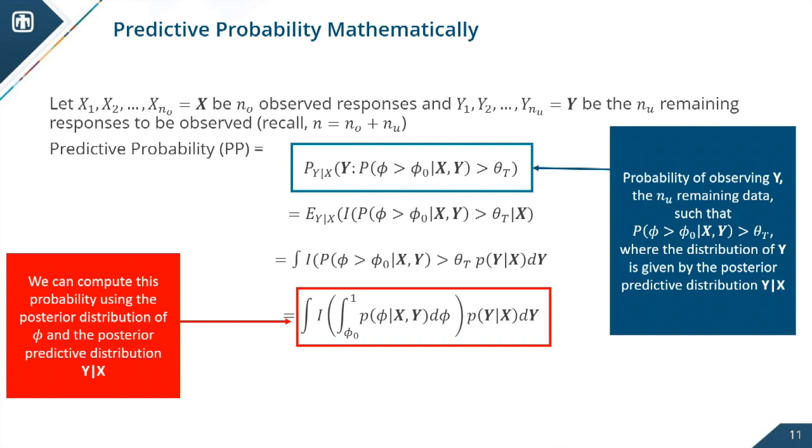So the probability of phi being greater than phi naught given x and y, that's just a posterior probability at that point, because your quantity of interest is phi, it's just a parameter. So it's saying what's the probability of observing data in the future such that I would make a positive decision about my quantity of interest. You could run through the math here and see that, at the bottom line, it's effectively just a function of a posterior distribution and a posterior predictive distribution, which you would normally have.